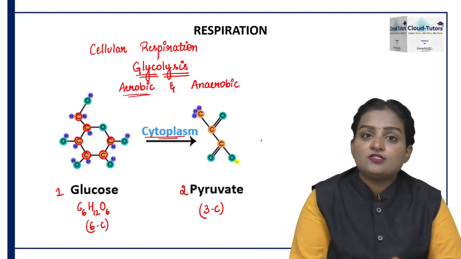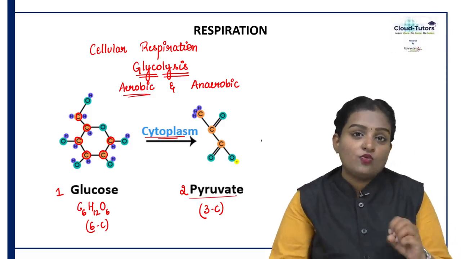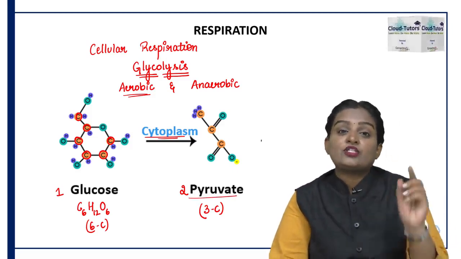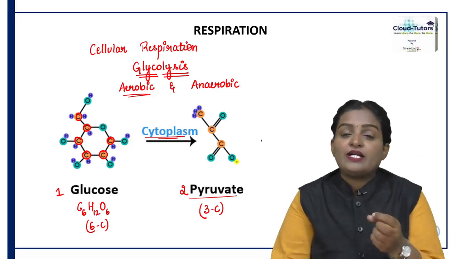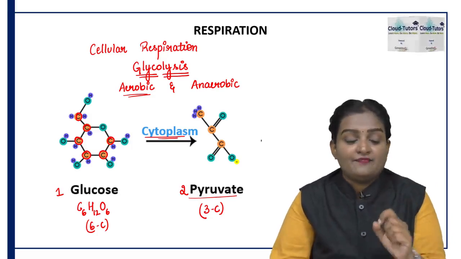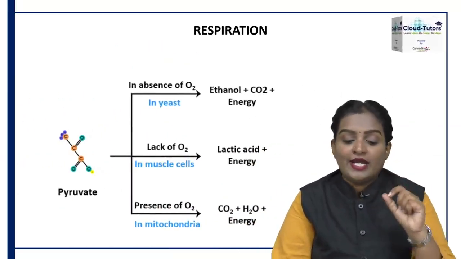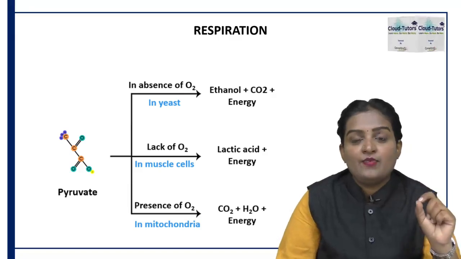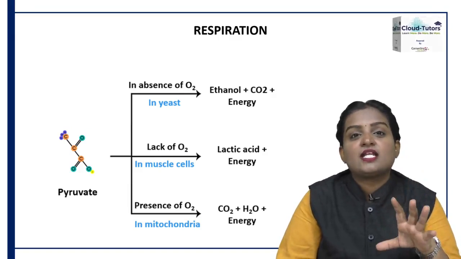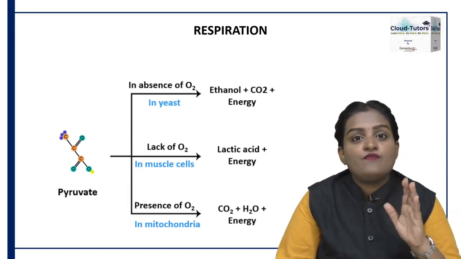Now once the glucose is broken down to release pyruvate, the pyruvate can follow 3 pathways. That is, it can choose either one of them depending on which organism the pyruvate is found in. So if you take the first path, pyruvate can take up the aerobic respiration path, which is seen in majority of all the animals and majority of plants.